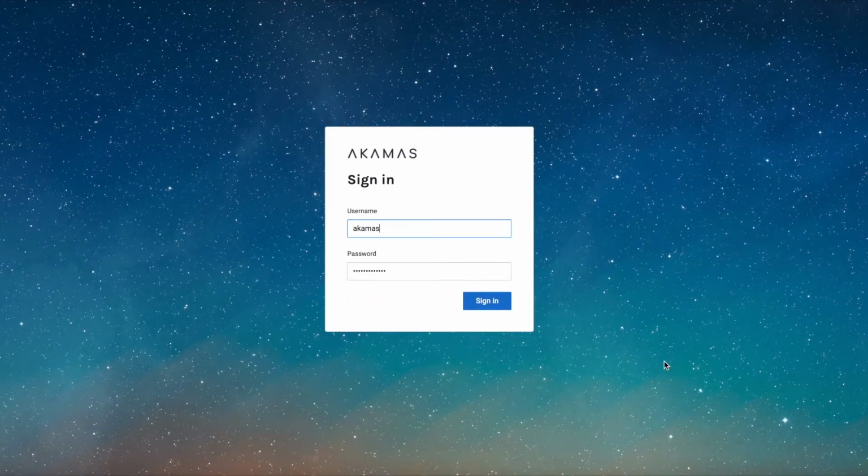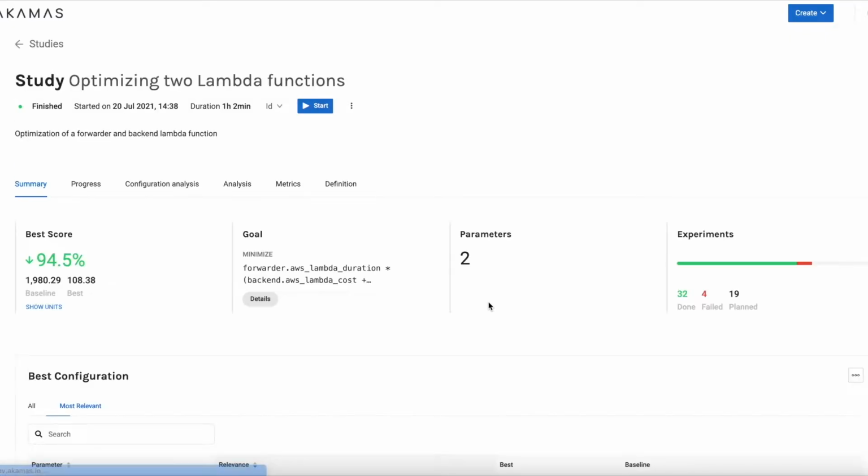Welcome! In this short video, we will see how Akamas can optimize applications leveraging serverless computing resources such as AWS Lambda. With AWS Lambda, finding the right balance between memory, execution time, and cost can be quite tricky. Let's see how Akamas can help.